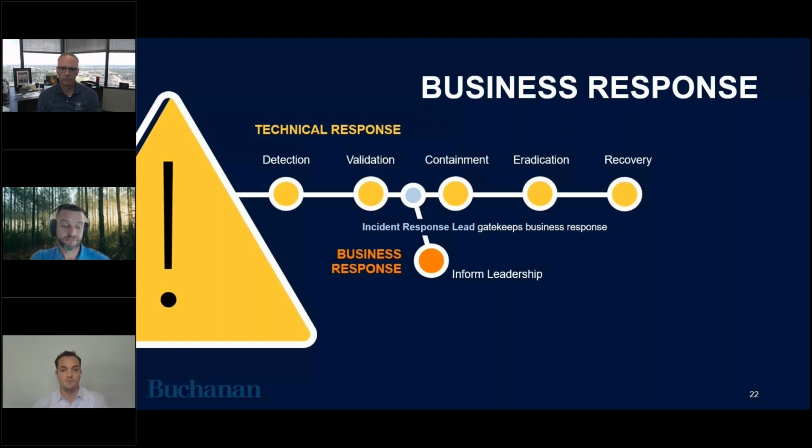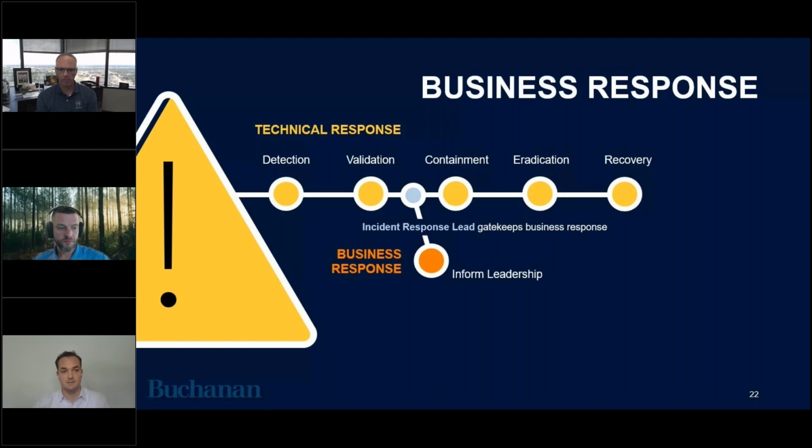So while the technical response is making sure that you're getting the network back up and running, the business response is also critically important because it's making sure that you're able to get back to business as usual, or at least have a continuity of operations such that you can continue functioning despite the fact that you're fighting an ongoing incident. The first aspect of an effective business response is to bring in your leadership.